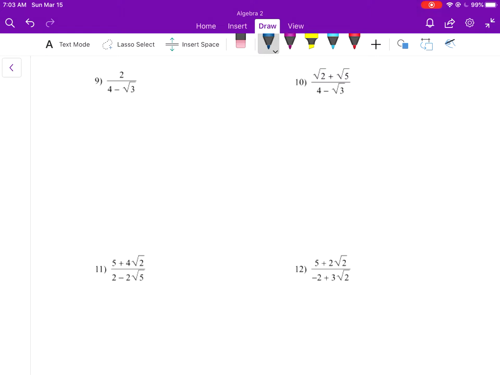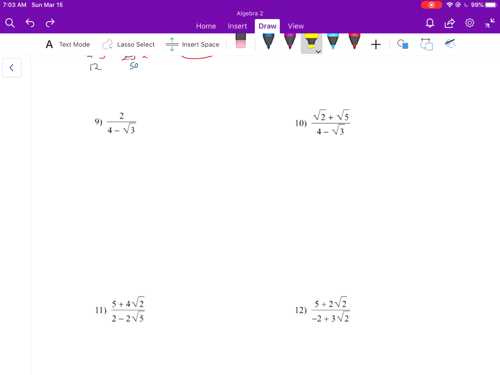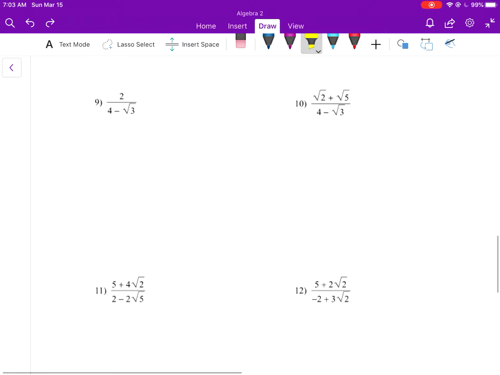So 10, 11, and 12 are our last ones. We actually use the same method to simplify as we did for 7, 8, and 9. It's just that our numerators look different. There's 2 terms in the numerator, so we're going to have to multiply out. And that's all. So I'll do number 10 and then leave you guys for 11 and 12.